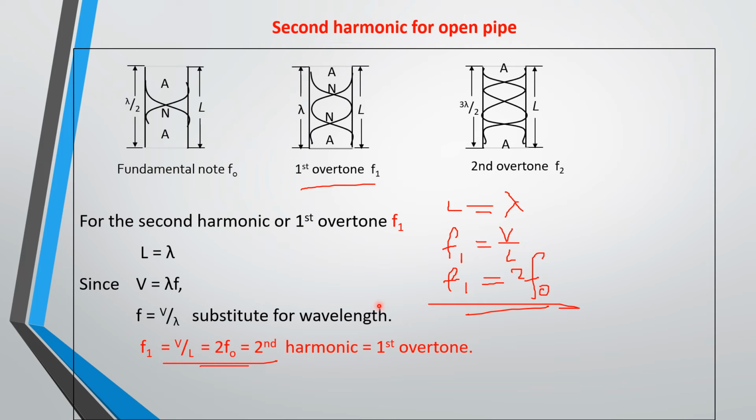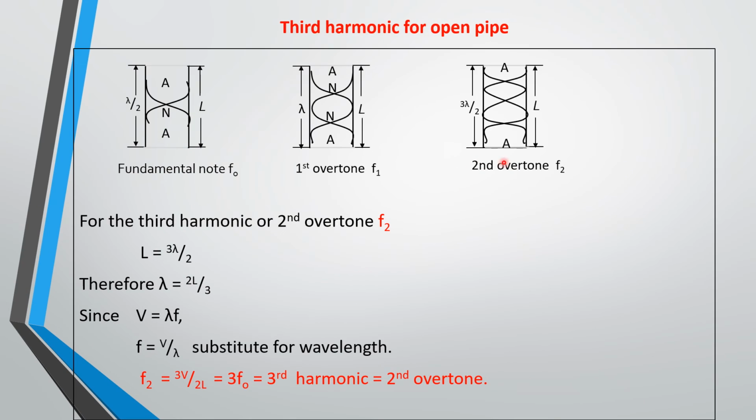Then for the second overtone, which is this, the length of the pipe is equal to 3 over 2 of the wavelength. So wavelength is equal to 2L all over 3. Now v is equal to lambda f, and f2, the second overtone, is equal to v over lambda.